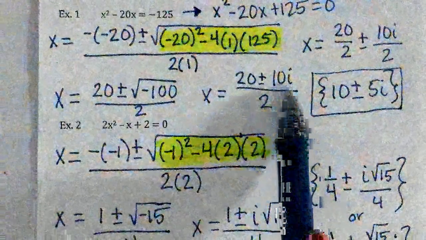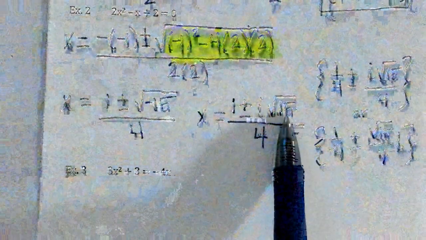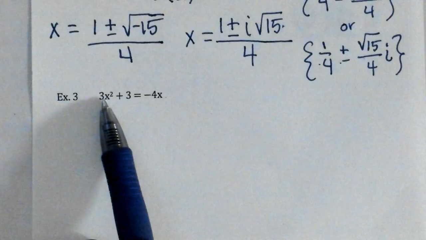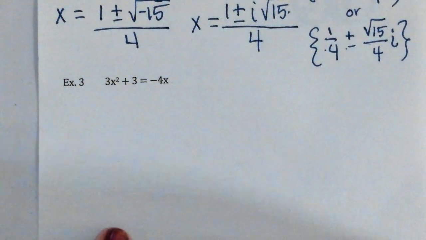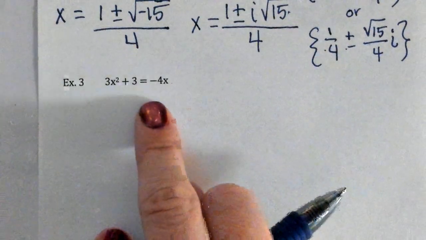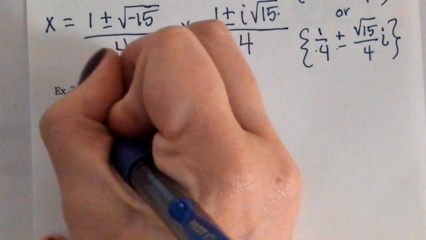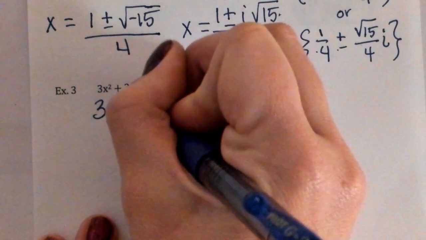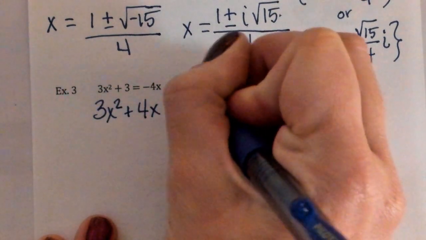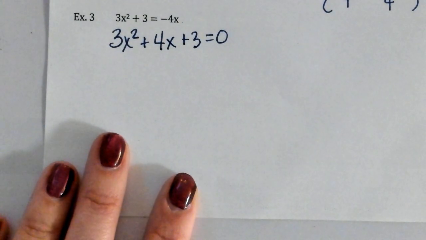All right, so we had one example where we had a perfect square with i. Another example, we couldn't simplify it. And in this third example, we get the other instance that we could have. But first, that needs to move over, right? 3x squared plus 4x plus 3 equals 0.